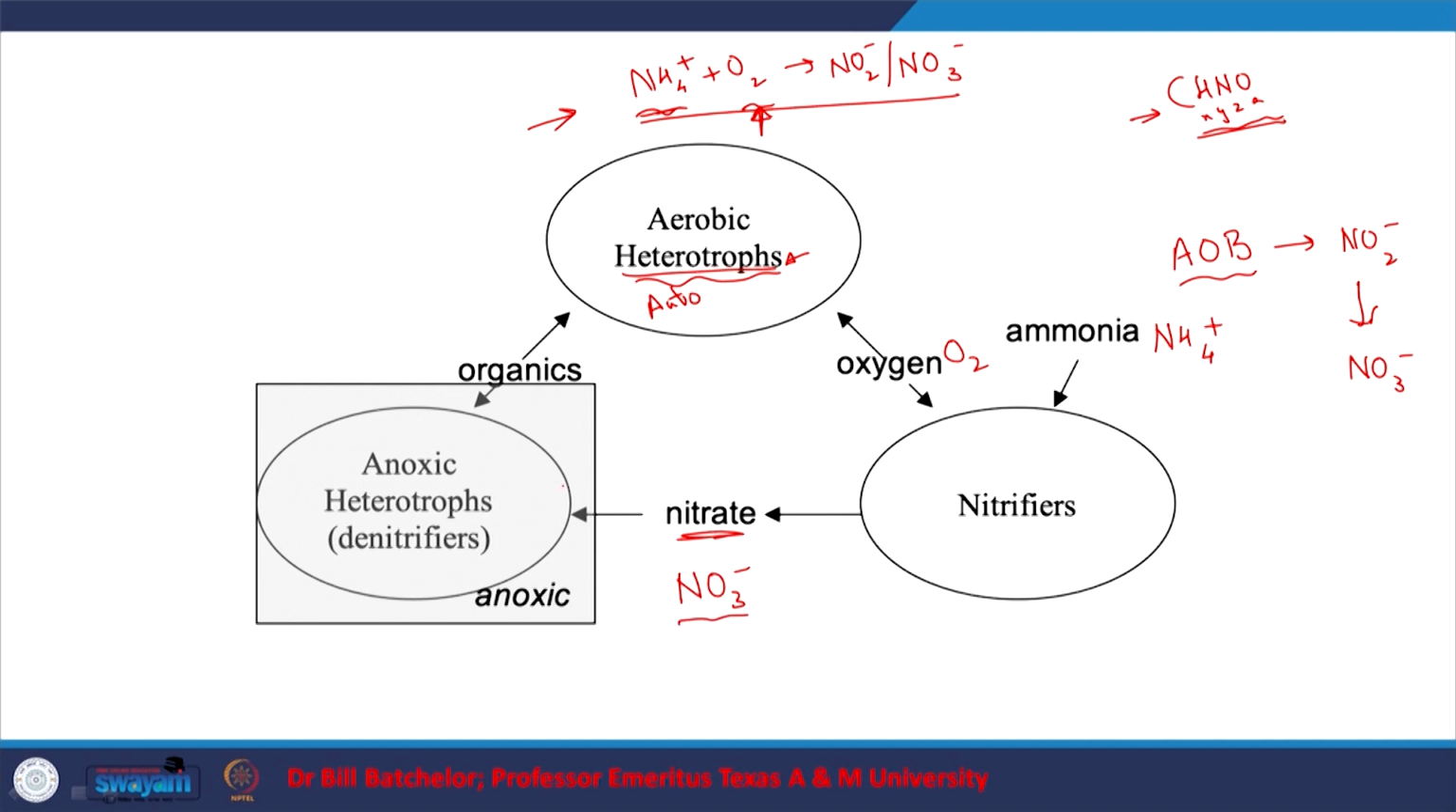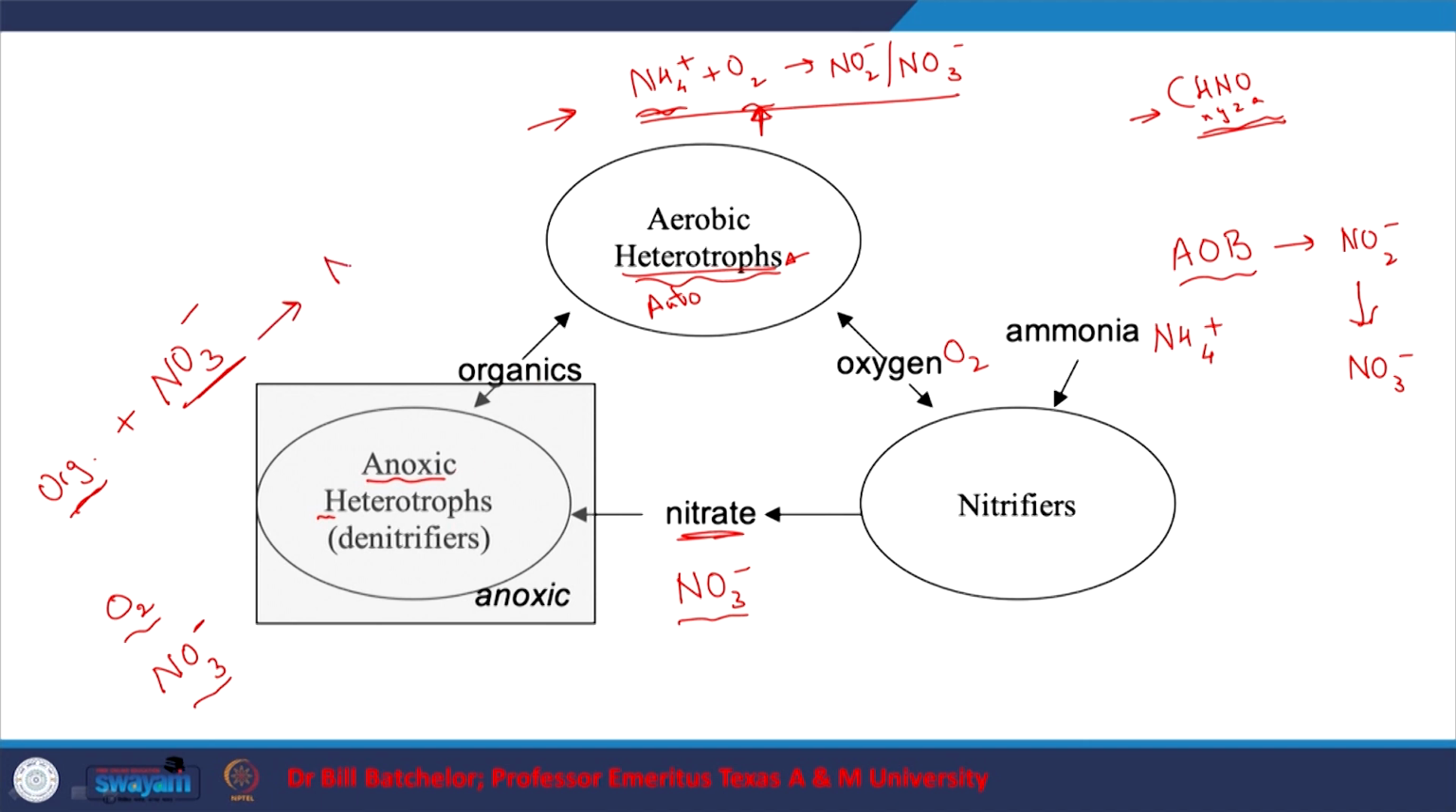And with NO3 minus we now have anoxic conditions. Anoxic means the electron acceptor is not oxygen, but nitrate. These are anoxic because there is no oxygen, but they are heterotrophs: nitrate is the electron acceptor, but there has to be an electron donor, and the electron donor has to be an organic compound. Because it is an organic compound, it is a heterotroph, and because it does not use oxygen, it is anoxic. These are called the denitrifiers.